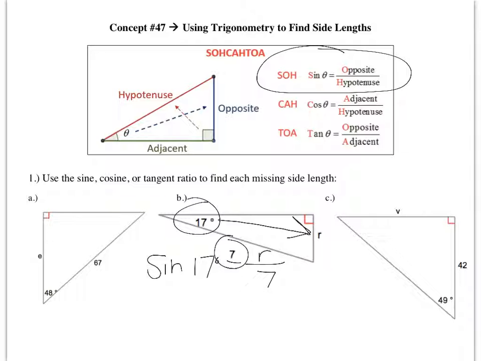Go to your calculator and find out what the sine of 17 degrees is. You should get 0.2924. That's equal to R over 7. And again, we want to get R alone, so we multiply by 7 on both sides, and we get that R is 2.0.